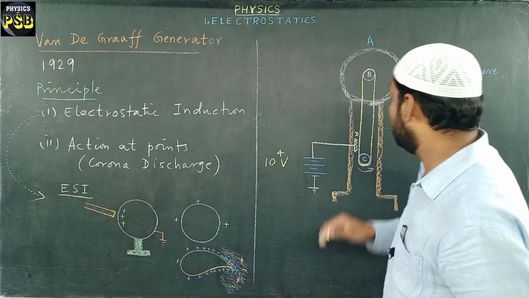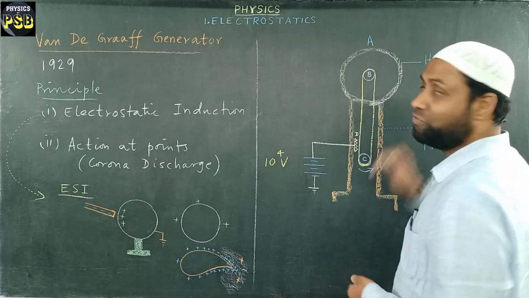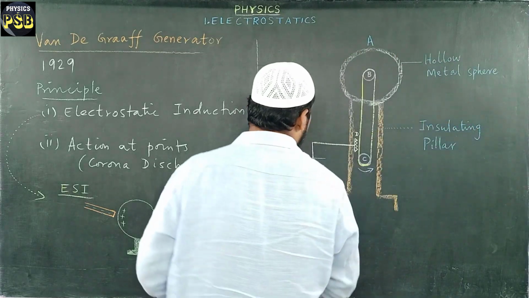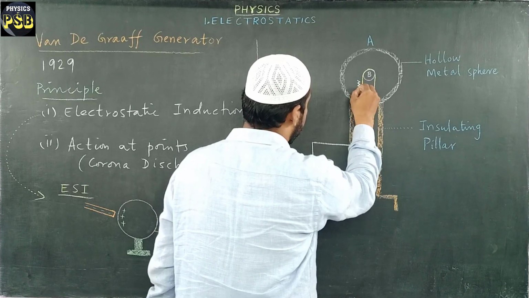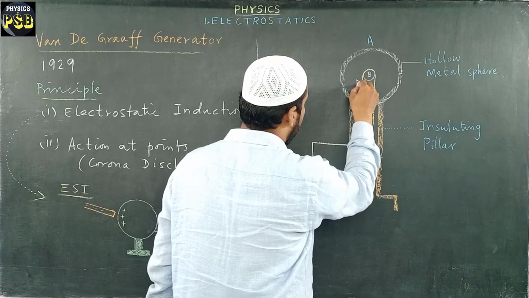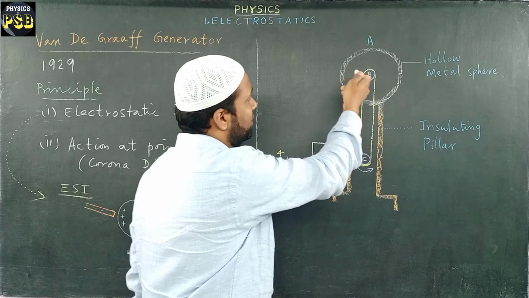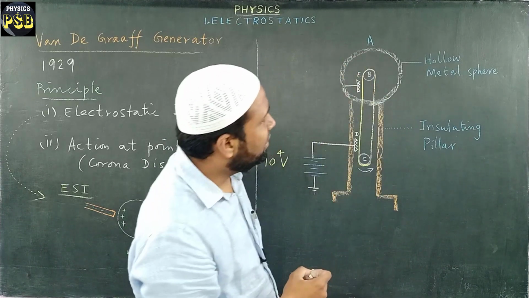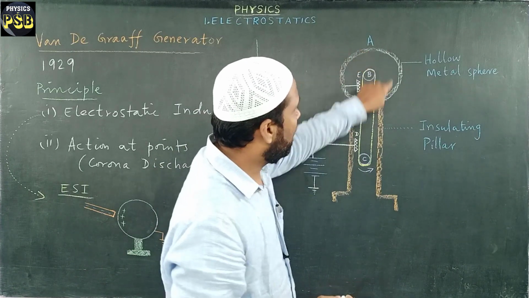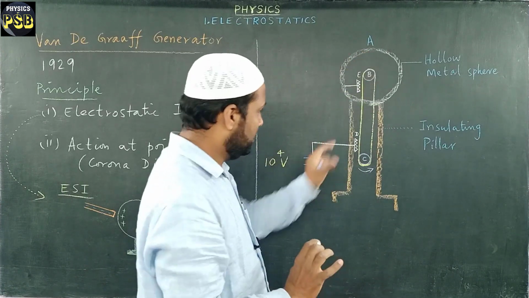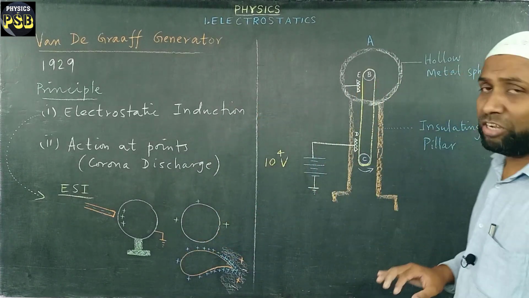Now there is one more Metalcone present within this hollow metal sphere. I name this Metalcone as E. This Metalcone E is attached to the inner surface of this hollow metal sphere. This is the construction of the Van de Graaff generator.